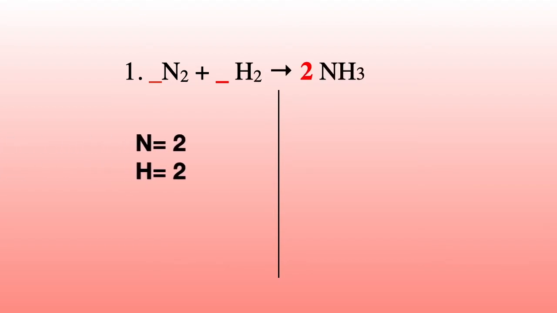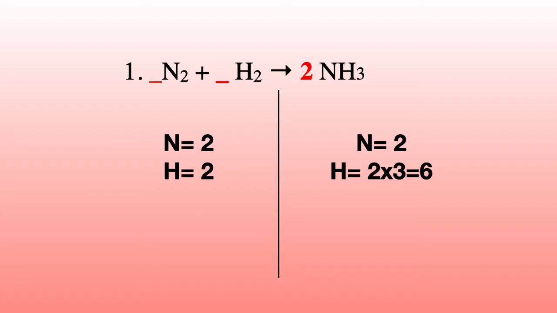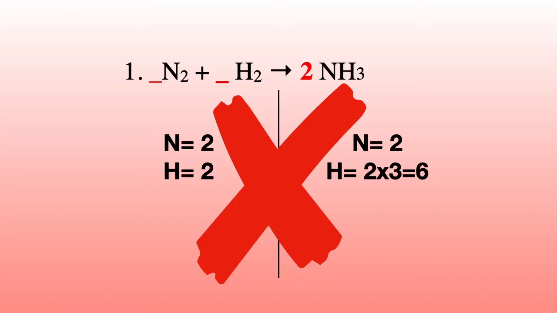So let's take a look at what we've done so far. We drew a line to separate reactants from products. We listed the elements on both sides. And now let's add a coefficient of 2 to ammonia. We get N equals 2, followed by H equals 2, the coefficient, times the subscript 3 equals 6. Is this equation balanced? The answer is no, because we have 2 hydrogens on the left side and 6 hydrogens on the right side.